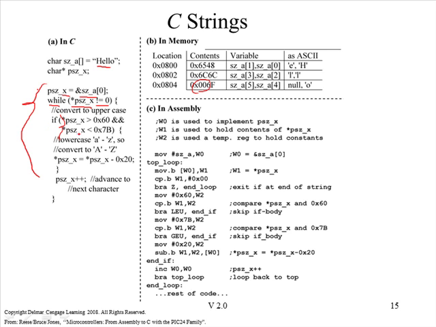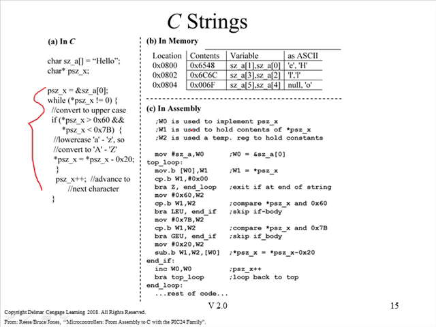This if test here is going to check to see if this character is a lowercase character. We do that by checking if it's greater than 60 or less than 7b. If we get to the if body here, we know it's a lowercase character, so we want to convert it to an uppercase, and we do this by subtracting 20 from that character. We'll then increment our pointer to point to the next character in the string.